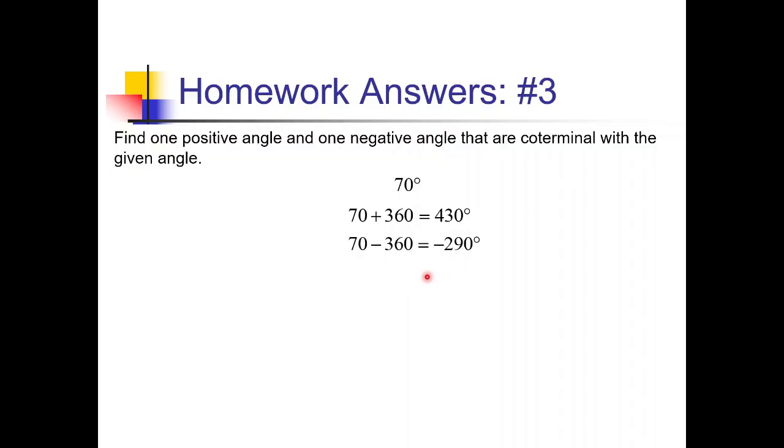And if we need a negative one, we can do 70 minus 360, which would give us negative 290 degrees. For this problem, we're trying to find a negative and positive coterminal angle for negative 125. To get a positive version of this, we can add 360 to it. So that's going to give us 235 degrees. And to get a negative version, we can subtract 360. That will give us negative 485 degrees.